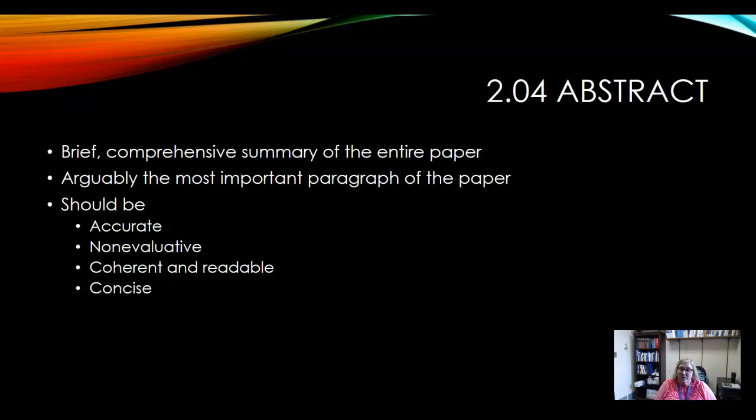It needs to be non-evaluative, so you're not saying whether things were good or bad, it's just the facts. That's it. Obviously, you need it to be coherent and readable. It should be something that someone outside of your discipline can understand to the greatest extent possible. And finally, it's concise. You do have a word limit of 150 to 200 words, I believe. So you need to say what you need to say in as concise a way as possible.